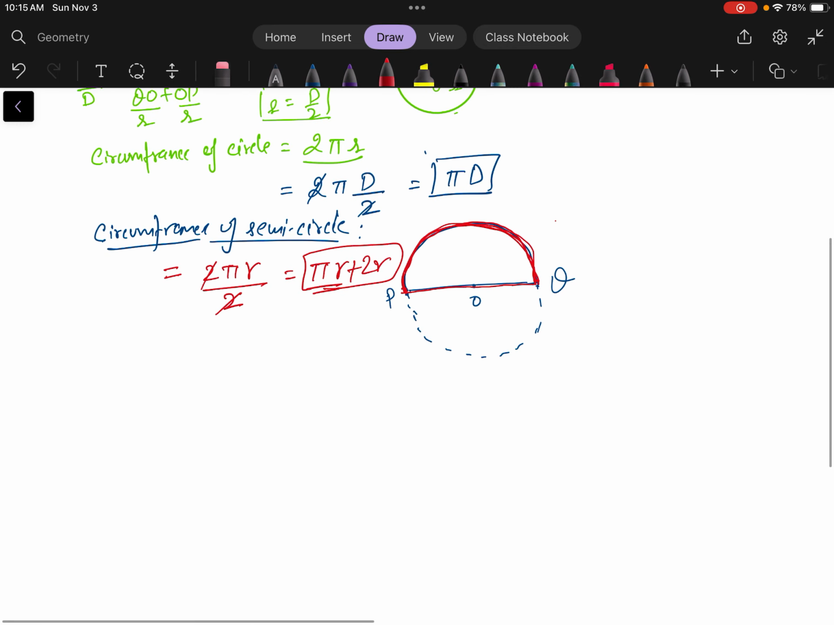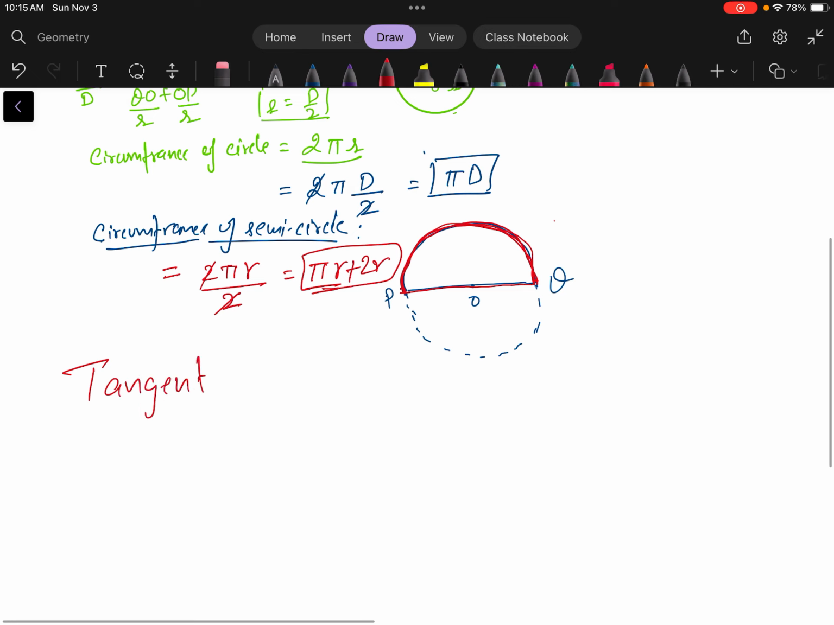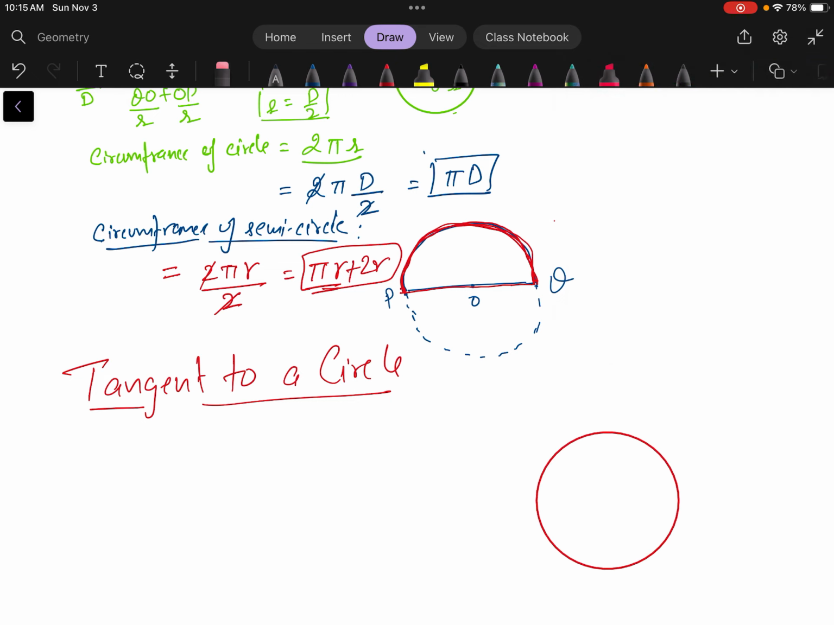Now we will start our chapter. In this chapter, we are going to discuss the tangent to a circle. In tangent to a circle, we have this circle, and the definition is that a tangent to a circle is a line. So it means it is a line.